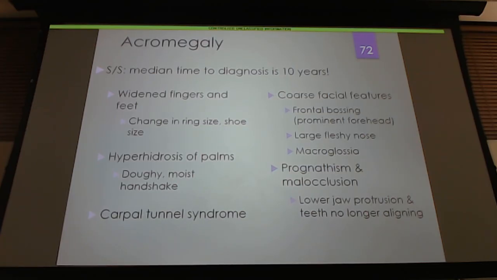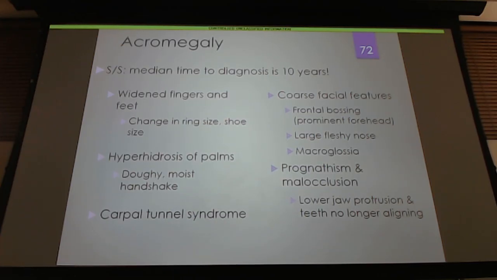Probably the most classic thing is these coarse facial features. So frontal bossing is that prominent forehead. It was kind of hard to see on our female patient. But the large fleshy nose, their lips will get bigger, and if you have them open up their mouth and stick out their tongue, you would have an enlarged tongue as well. And then this malocclusion and prognathism. So it's where the jaw protrudes forward. It's easier to see on others. And then their teeth don't align anymore. So that's what the malocclusion has to go with. Okay? So these are classic signs.